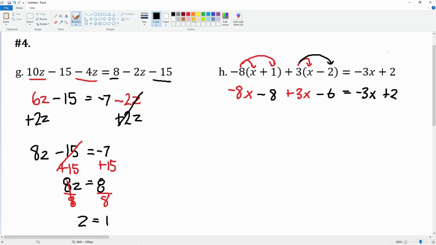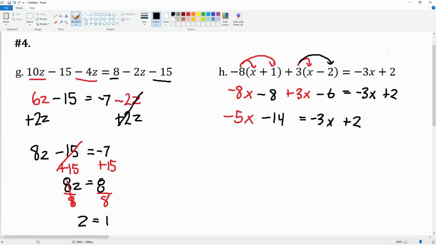Let's see if we can combine some like terms. We have negative 8x and 3x, that becomes a negative 5x. We have the negative 8 and the negative 6, that becomes a negative 14. Here 8, 9, 10, 11, 12, 13, 14, that is correct, equaling negative 3x plus 2.